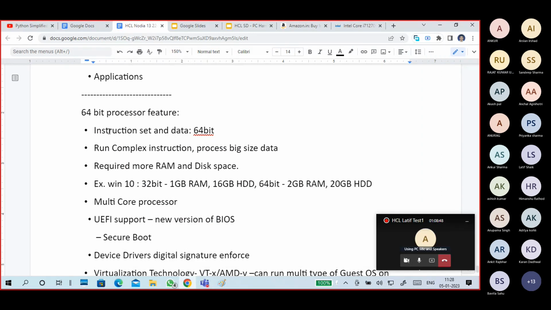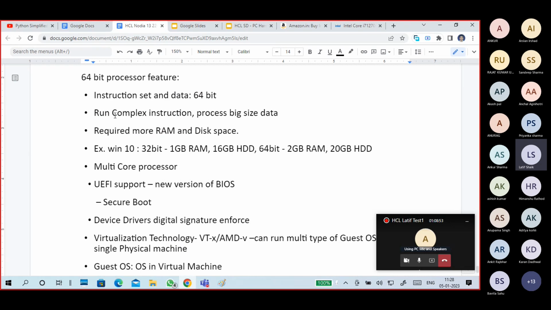Yes, sir. Yes, sir. If you are using a 64, okay, what are the benefits?